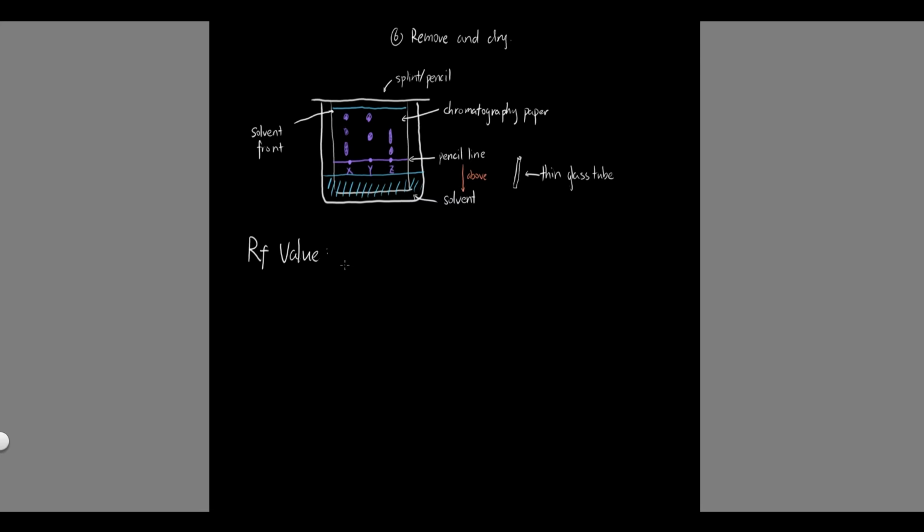So an RF value is basically the distance of substance over the distance of solvent. The distance traveled by the substance over the distance traveled by the solvent. This is very intuitive to understand, and I can give an example. Let's say you have a chromatography paper that looks like this. Then you have your dot over here, and the result is kind of like this, and the solvent front is, let's say, over here.